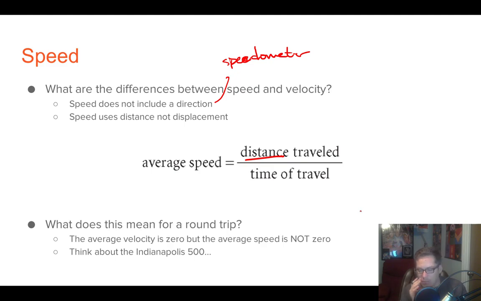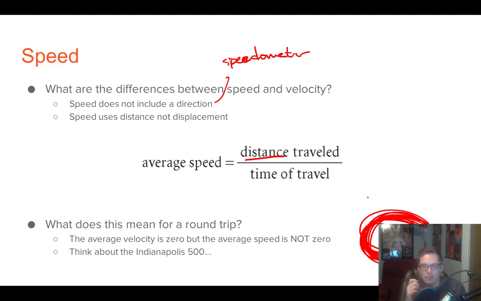Think about the Indianapolis 500. Those cars go upwards of 200 miles per hour. But really they just go around and around over and over again. The distance they travel is actually quite high, and the time they're using is actually quite short, so that's why they're going like 200 miles per hour. Their speedometer tells them that.